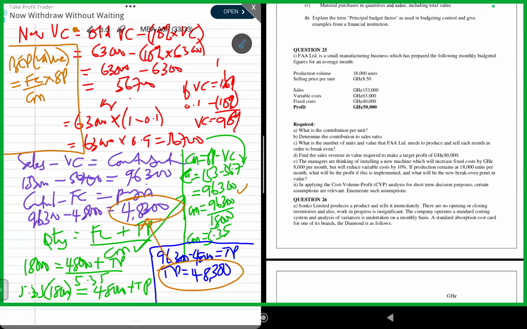So we have the fixed cost to be what? 48,000, over the contribution margin, which is 5.35. The selling price is what? 8.5. So what is the break-even value?